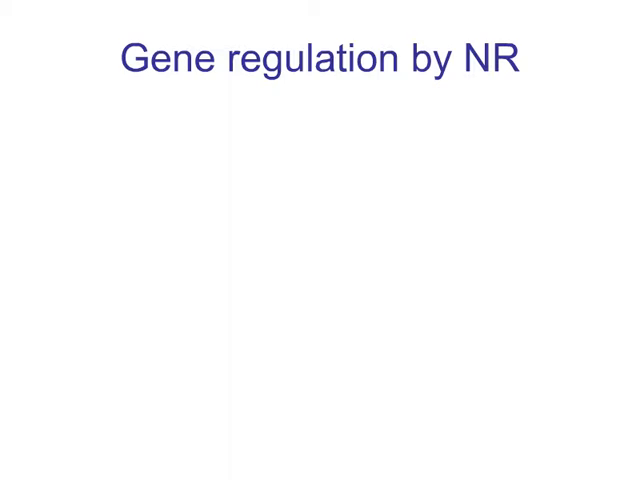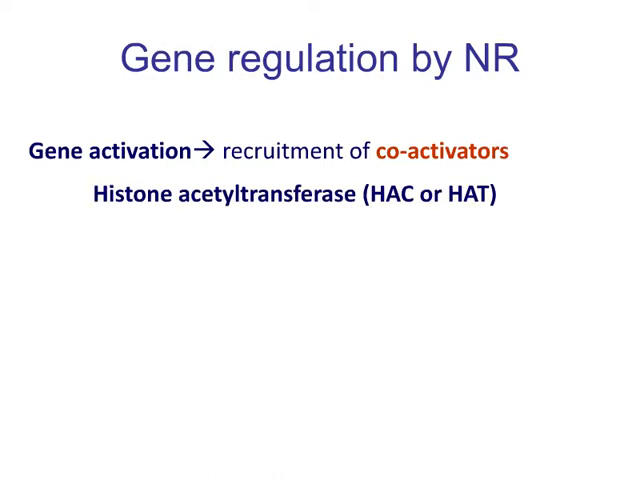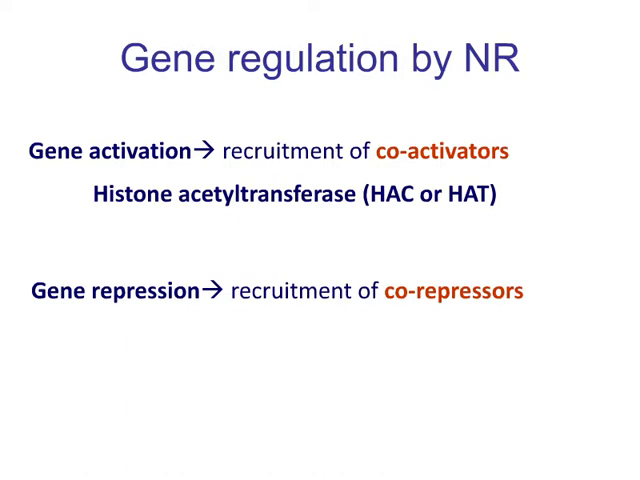Nuclear receptors do not interact with the RNA polymerase transcription machinery directly. Instead, they interact with co-repressors and co-activator molecules to affect the efficiency of transcription initiation. Nuclear receptors can activate gene expression by recruiting co-activators. Co-activators often have histone acetyltransferase activity.